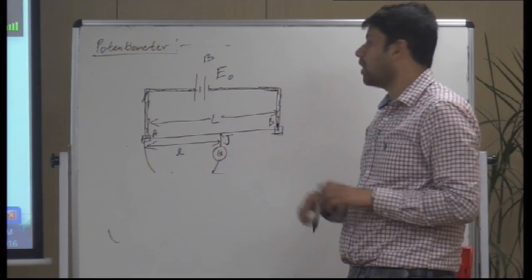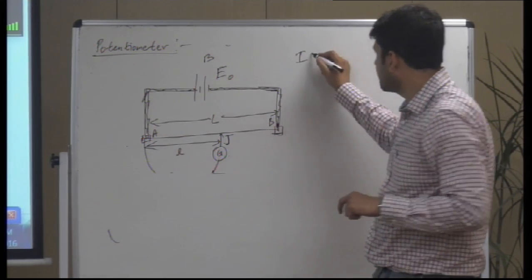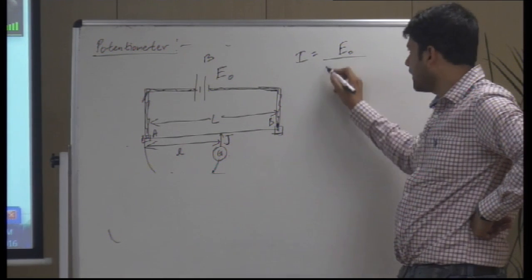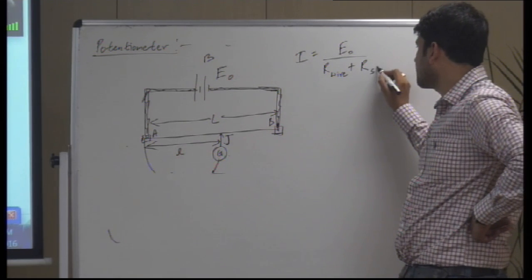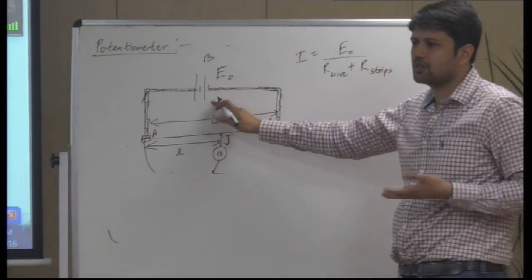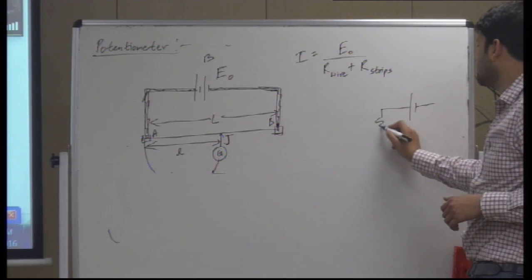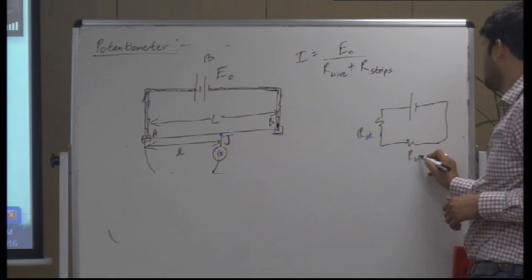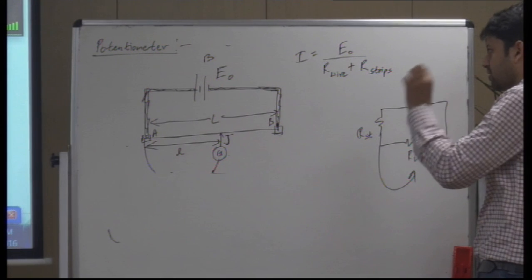So how to find VAB in that case? Current in the wire would be how much? E naught is the total voltage, R is the resistance of the wire, and capital R is that of the strips. This may be the resistance of the strips or the internal resistance as well. The simplified circuit is this. There is some resistance of the strips and some resistance of the wire, and some connection is made here, but right now it's open. The jockey is not connected.